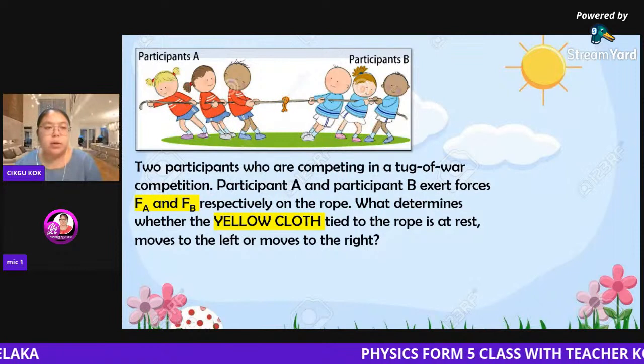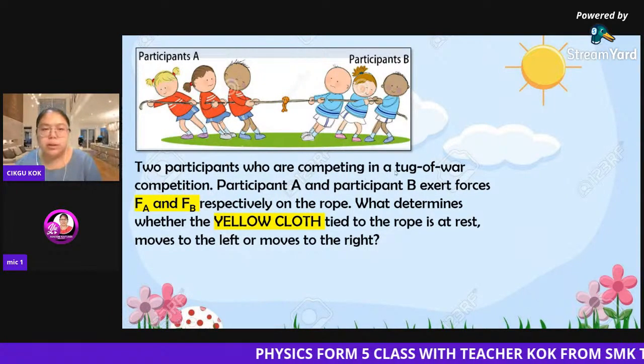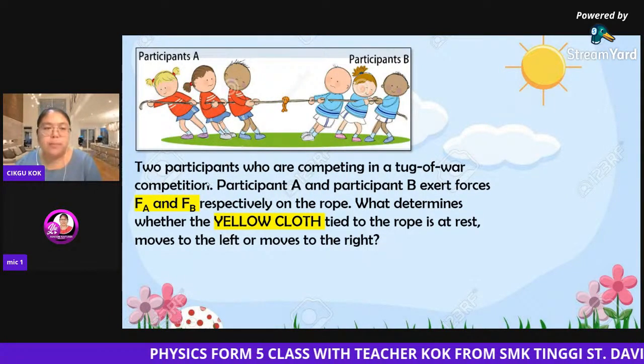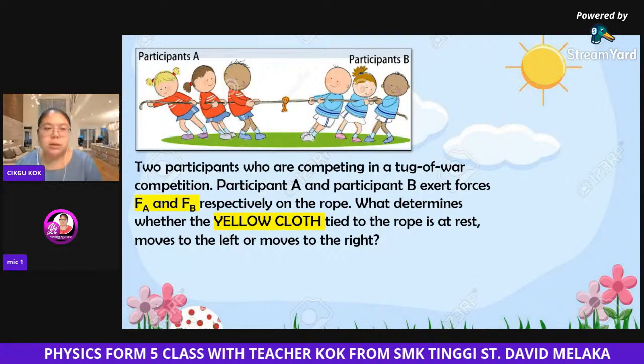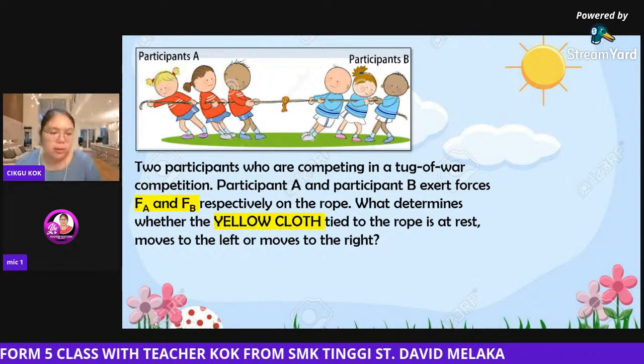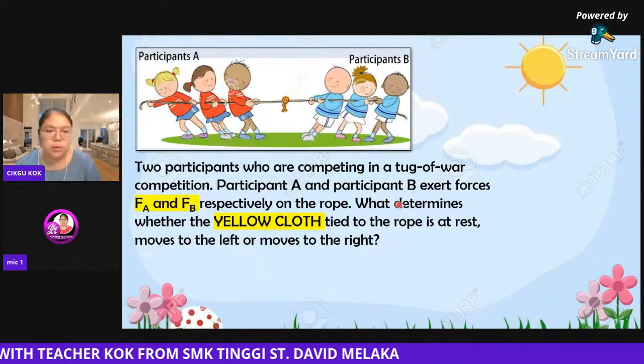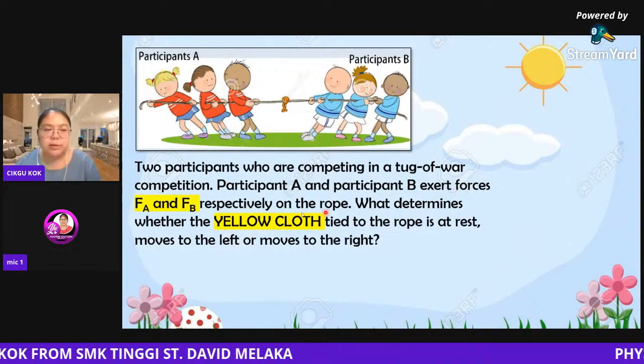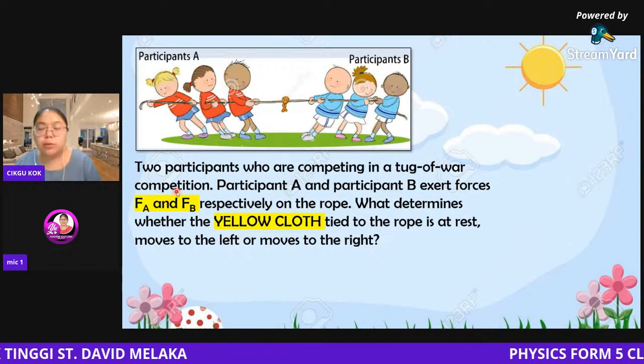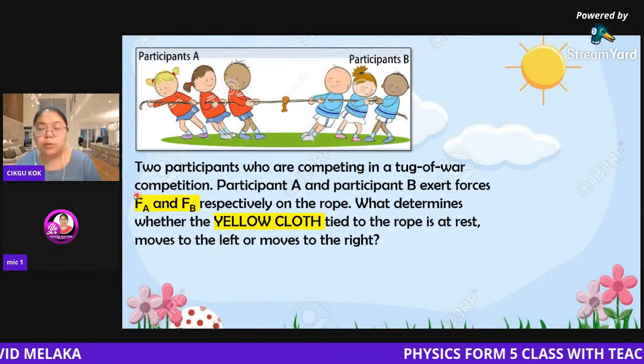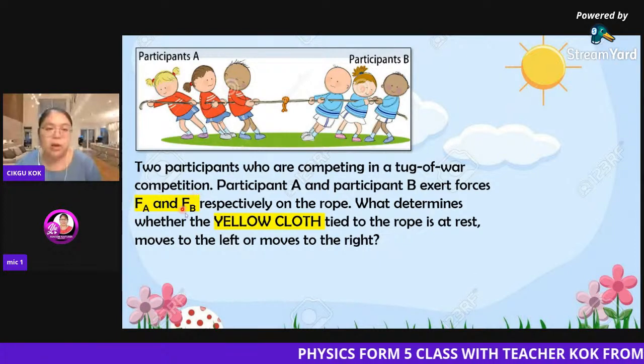Okay, this is talking about two participants. They are competing in the tug of war competition. Now you see participant A. Participant A will pull, and B also exerts a force. Then they create two forces. These forces we call pulling forces, FA and also FB.